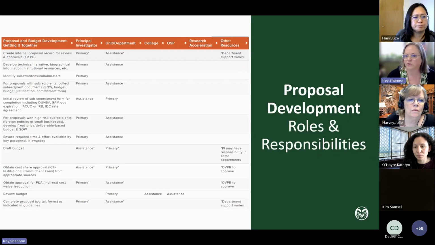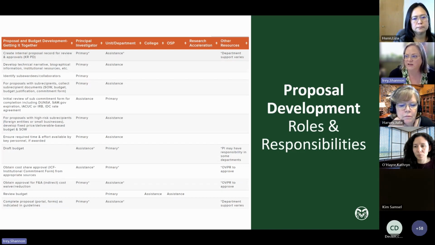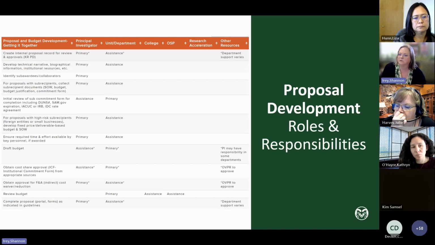We have our roles and responsibilities matrix for proposal and budget development, and getting it all together. This can be found in a couple of different spots on our website. It can be found under guidance on our website as a PDF document, but it can also be found under the award lifecycle tiles on our website, which are clickable, and there is a matrix under each of those.